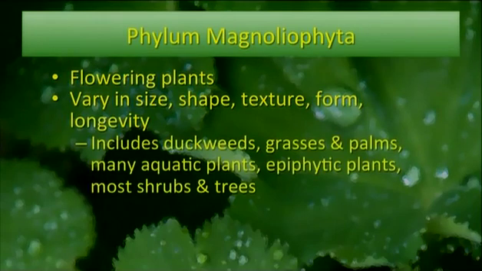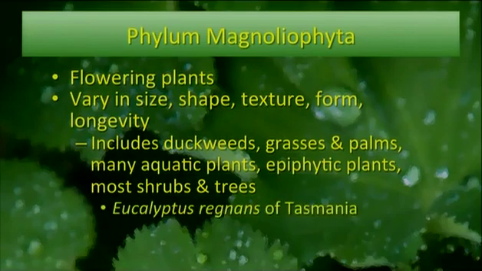So the phylum Magnoliophyta includes duckweeds, grasses and palms, because remember grasses and palms are flowering plants, even if their flowers are not that conspicuous. Many aquatic plants such as the sea grasses and things like elodea, or epiphytic plants, plants that live on other plants without causing those other plants harm. Most shrubs and trees or woody plants are in the phylum Magnoliophyta. One example of a tree is the Eucalyptus regnans of Tasmania.